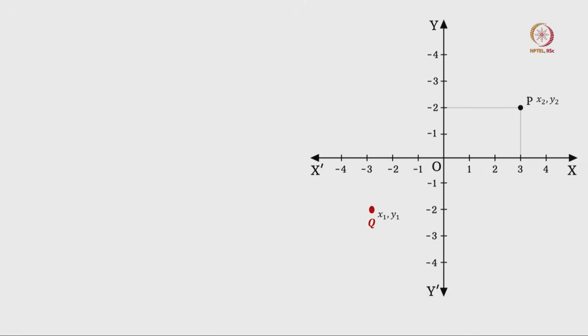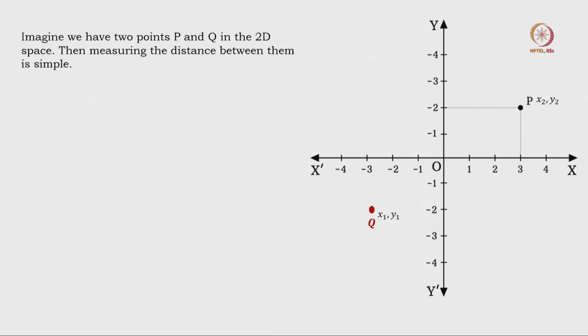If you look, there are 2 points, P and Q, in a 2-dimensional space. Now, if you want to find the distance between these 2 points, it is very simple. Measuring the distance between 2 points in 2-dimensional space is very simple, and we will be using Euclidean distance. One of the measures can be Euclidean distance.